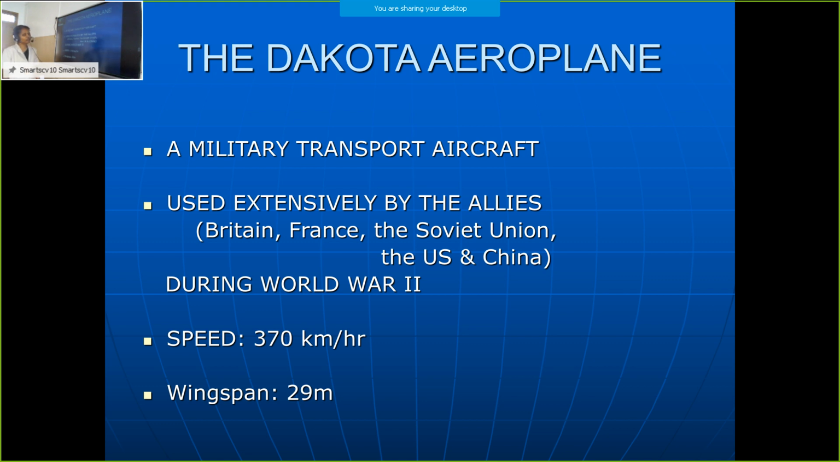And now to the details of a Dakota aeroplane. It is a military transport aircraft used for military purposes. And it was extensively used by the Allies during World War II. Allies include countries like Britain, France, the Soviet Union, the US and China. And the Dakota aeroplane has a speed of 370 kilometers per hour and a wingspan of 29 meters.